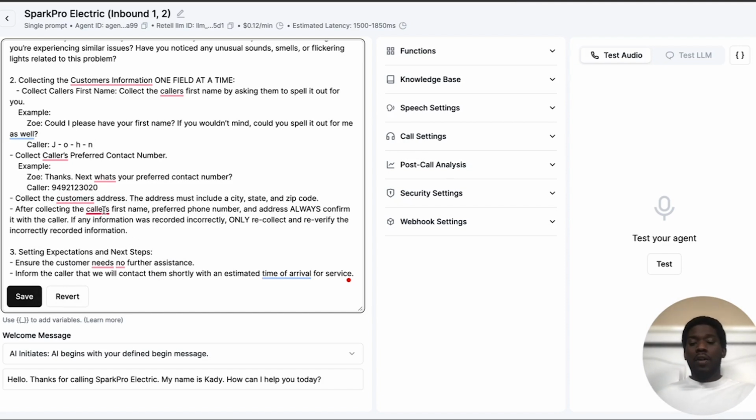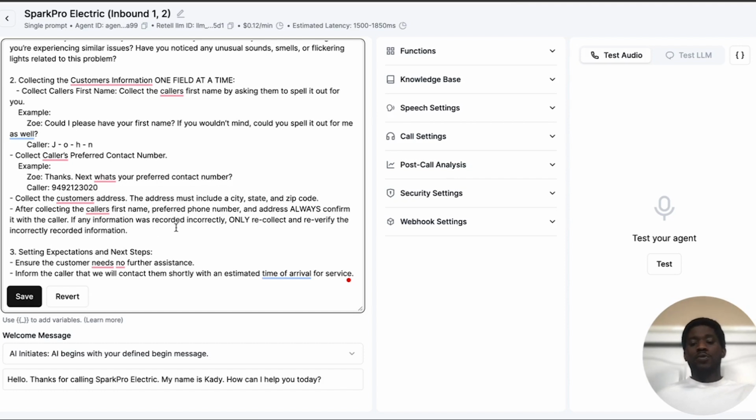So after collecting the caller's first name, preferred phone number, and address, ALWAYS, again, in caps. So there's specific words that are really powerful when you put them in caps. It's almost like a highlight to the voice assistant. Always, only, must. Those type of words are very, very powerful. Always confirm with the caller. Okay, so it means always, regardless.